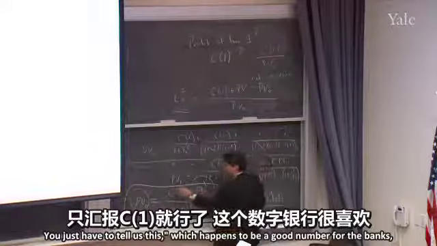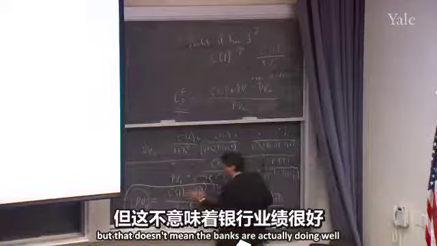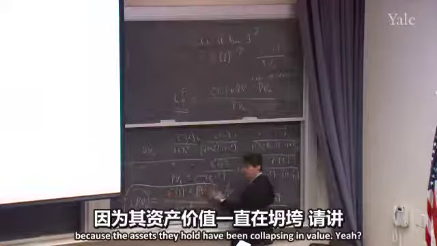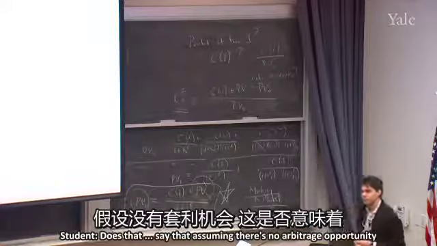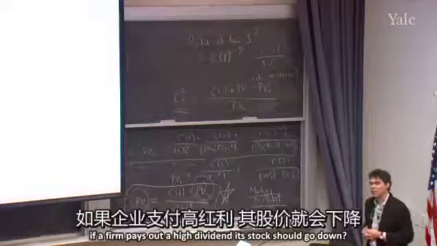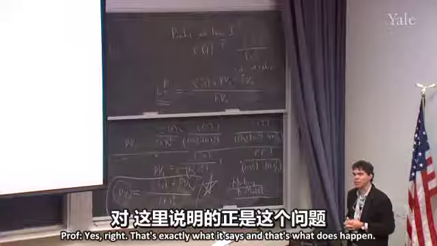You just have to tell us this, which happens to be a good number for the banks. But that doesn't mean the banks are actually doing well, because the assets they hold have been collapsing in value. Does that equation say that, assuming there's no arbitrage opportunity, if a firm pays out a high dividend, its stock should go down? Yes, exactly what it says. And that's what does happen.